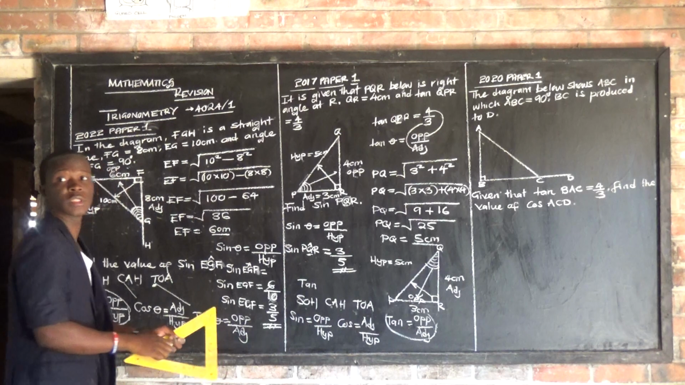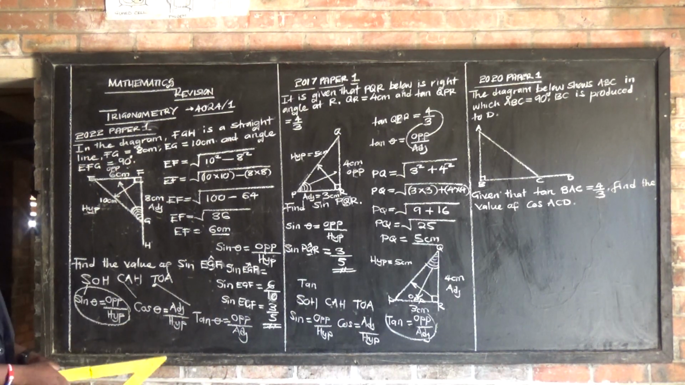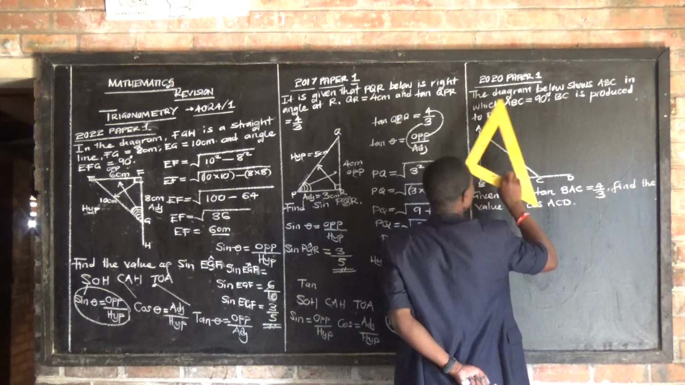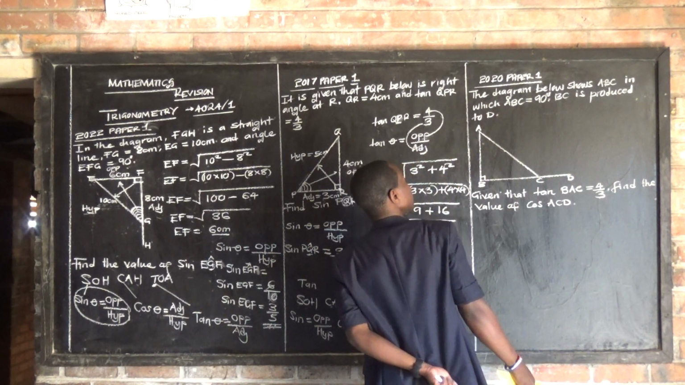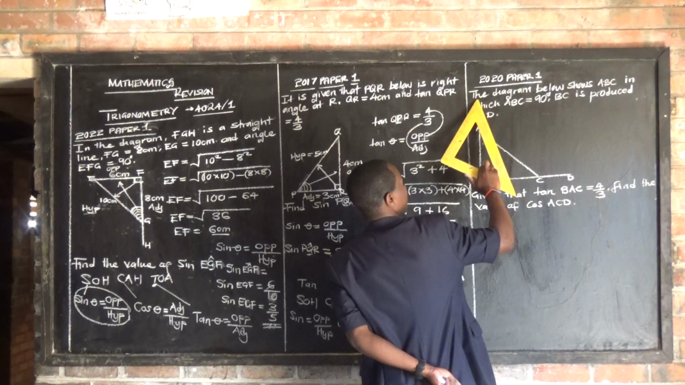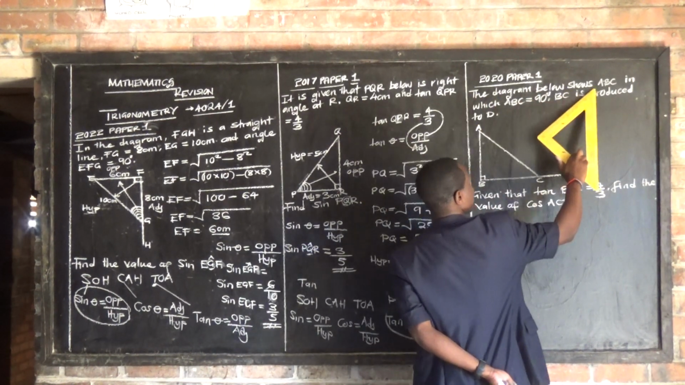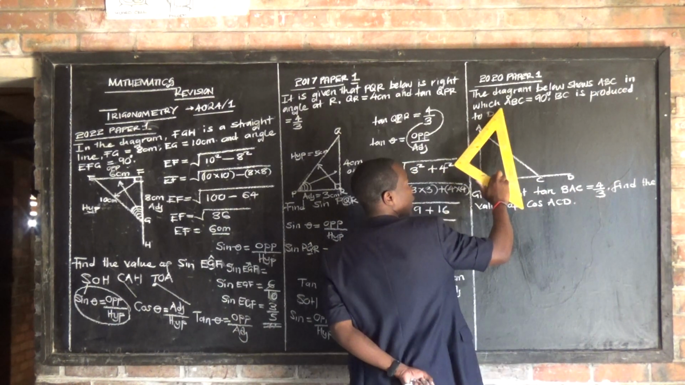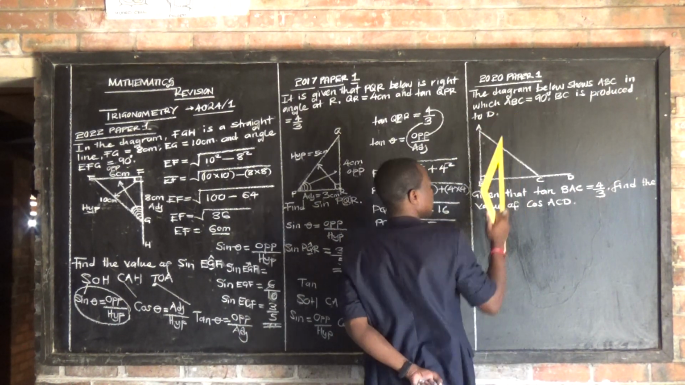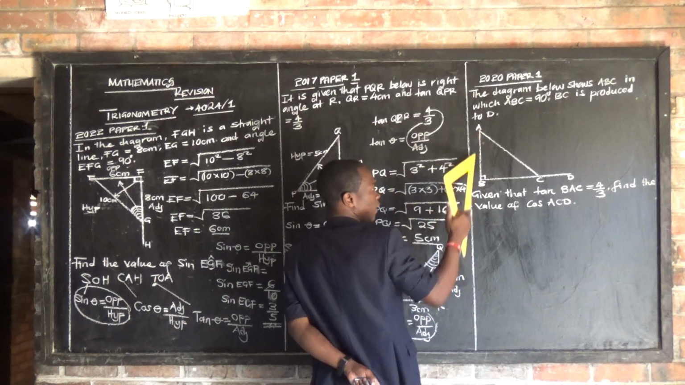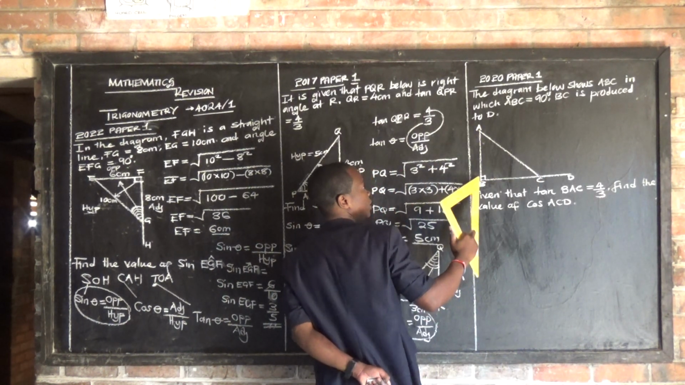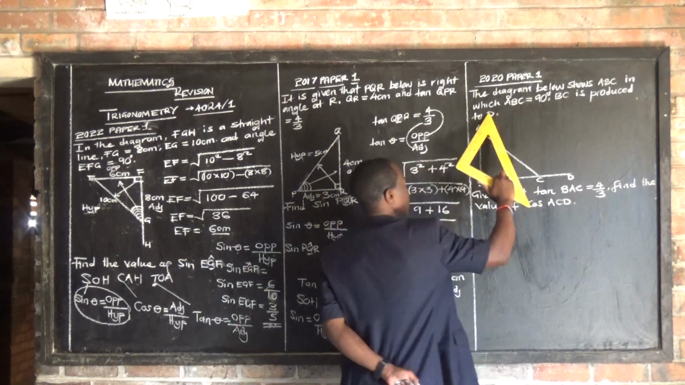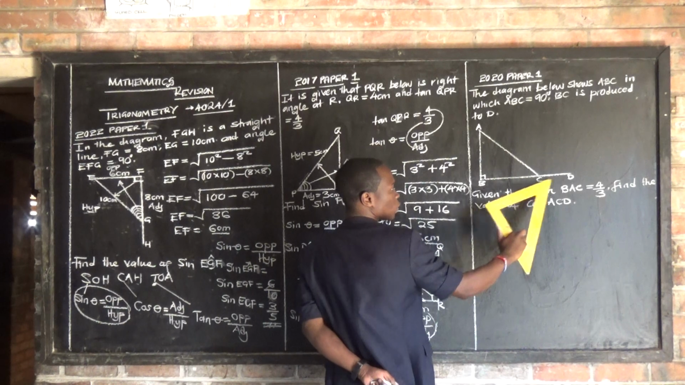Let's look at 2020 paper 1. Sharon, how are you? Let's proceed now. 2020 paper 1 says the diagram below shows triangle ABC in which ABC is equal to 90 degrees. Take note, this is 90 degrees. And then BC is produced to D. This BC has been extended to D.